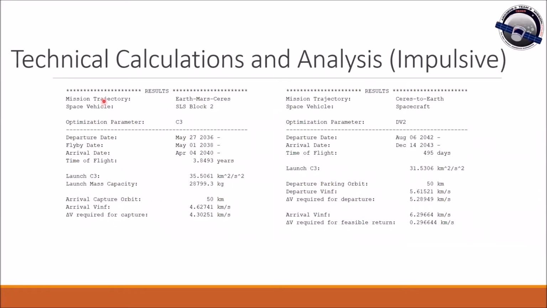Now here's a slide showing our optimal trajectory results from MATLAB. First, on the left, we have the Earth to Ceres trajectory with the Mars flyby. As shown, we decided that to have an optimal solution, we had to minimize our C3 in order to maximize our launch mass capacity. For this, we also assumed that we'll be rendezvousing with Ceres at a 50-kilometer altitude. On the right, we have a return trajectory from Ceres to Earth. For this, we decided that an optimal solution was to minimize arrival delta V in order to ensure a feasible return to Earth.